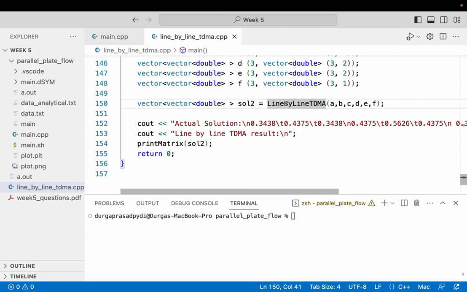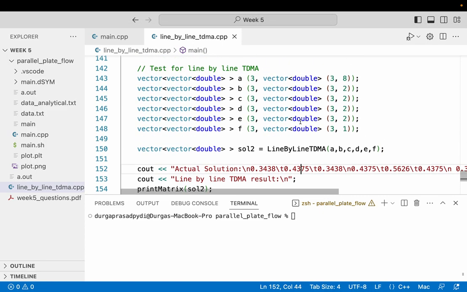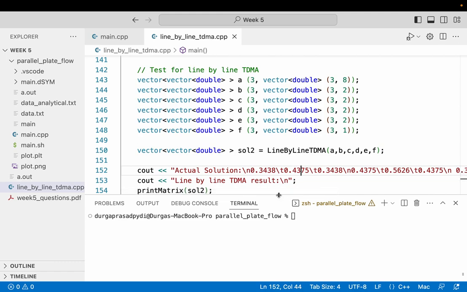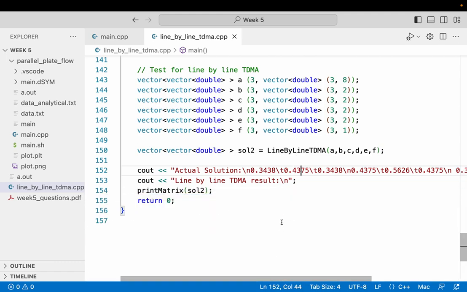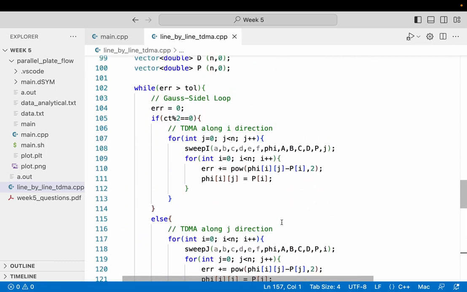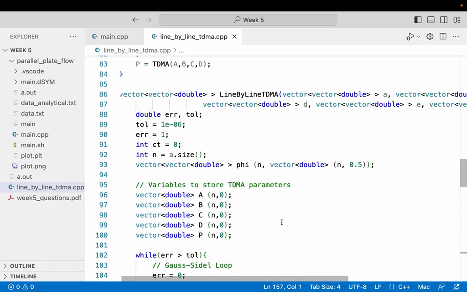I think line by line is clear, right? Or if you have any queries, you can maybe ask. So I guess this is clear then.